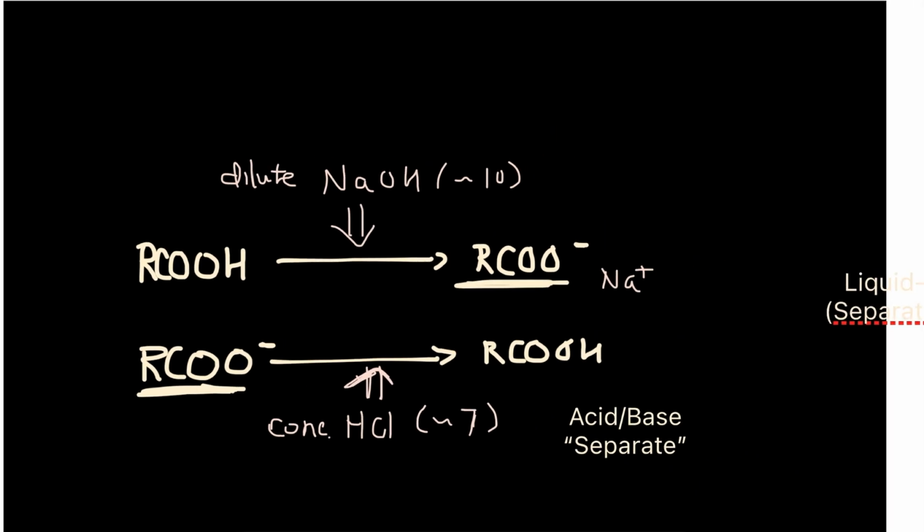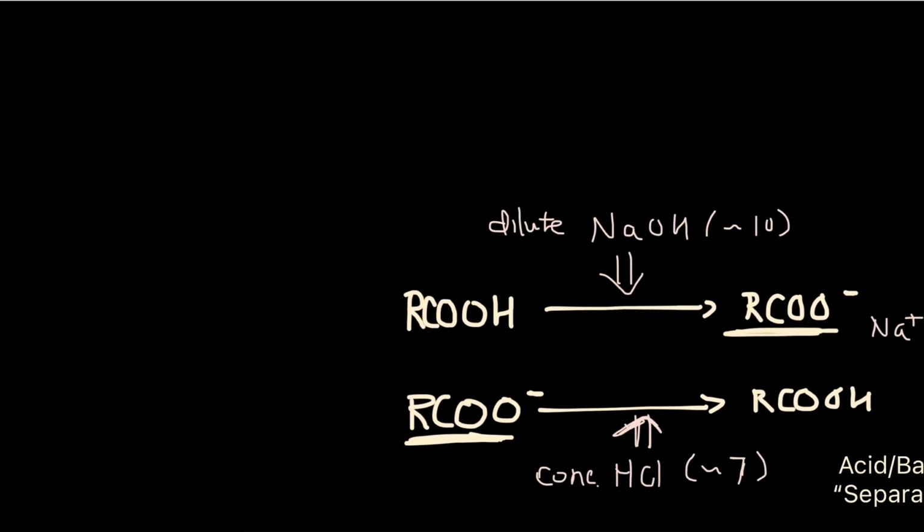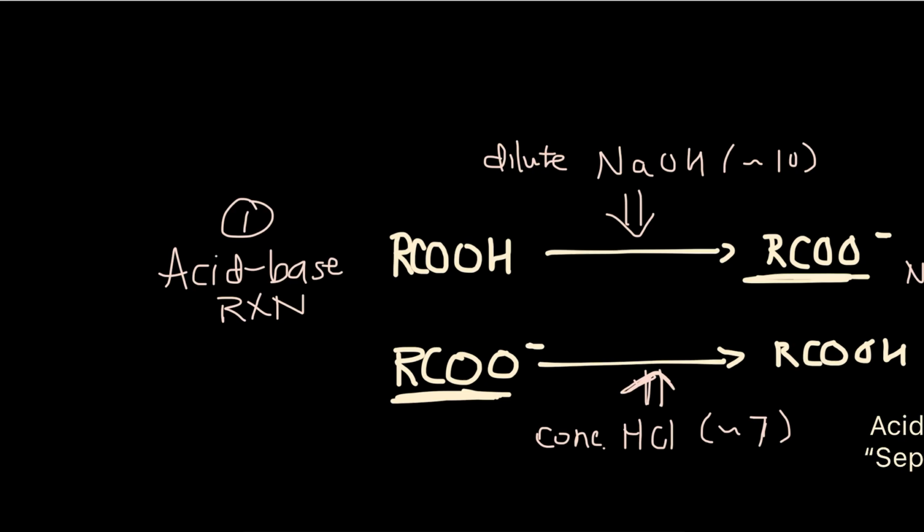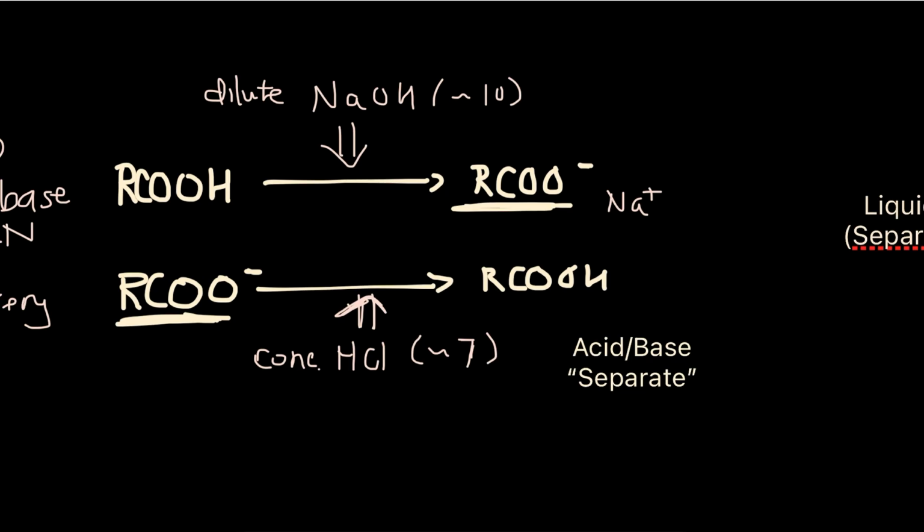So same thing with base. First step is an acid-base reaction. And if you're doing the post-lab for this experiment, make sure to write out what is the reaction happening. It's really important. And the second step is to just recover by adding some concentrated acid or base, depending on what you want your product to be. Okay, so that is the theory.